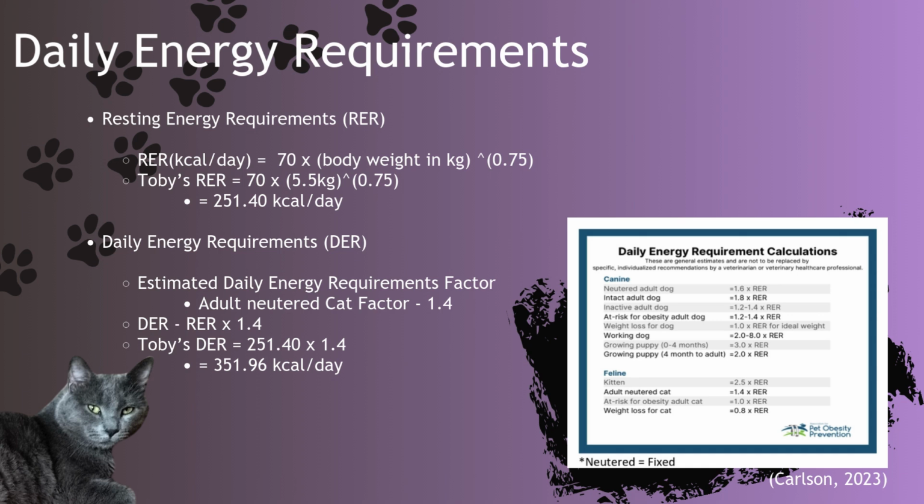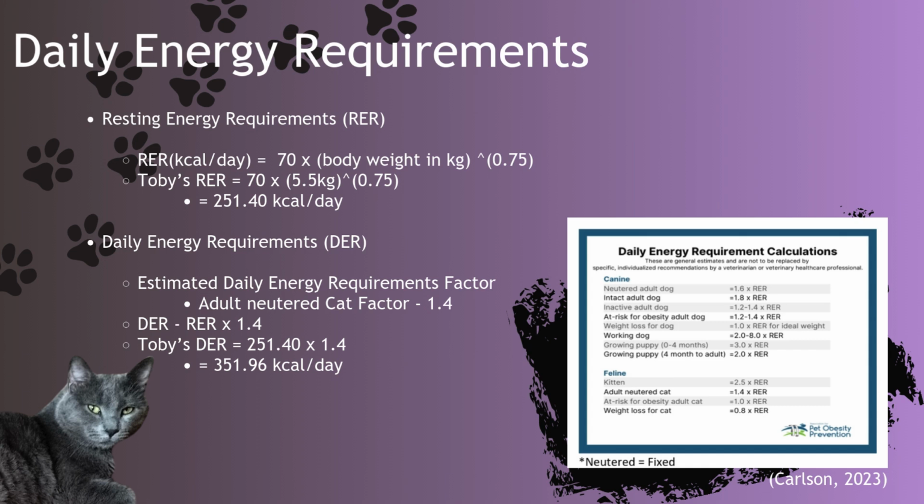The daily energy requirement is assigned to animals of different ages, sexes, and whether or not they're neutered. Resting energy requirement for Toby would be 251.4 kcals per day. You get this by using a formula: the RER, in kcals per day, equals 70 times body weight in kilograms to the 0.75 power. Toby's RER is 70 times 5.5 kilograms to the 0.75, which again turns out to be 251.4 kcal per day.